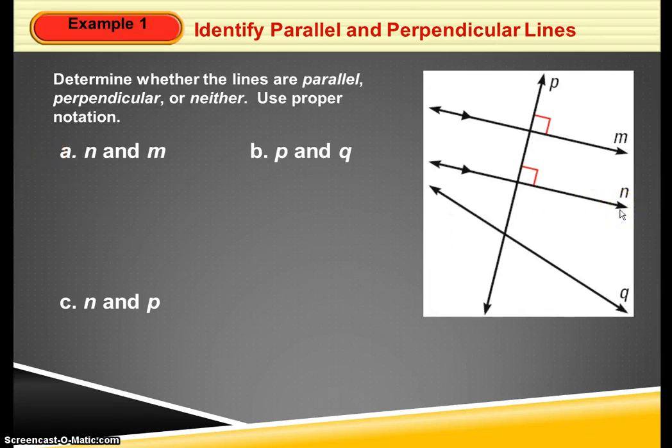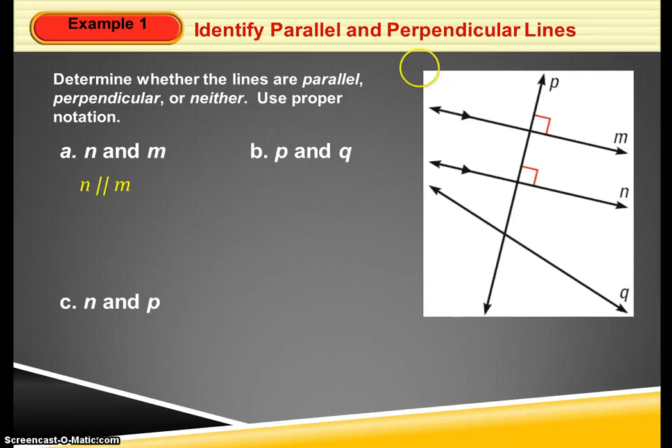When you're trying to figure this out, you should trace the lines that you're dealing with. So line N is right here in the middle of the picture, and line M is up above it. So what do you think? Line N and M, they are parallel.